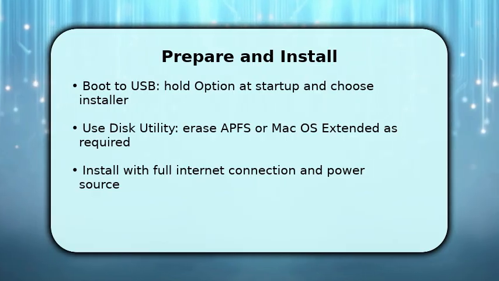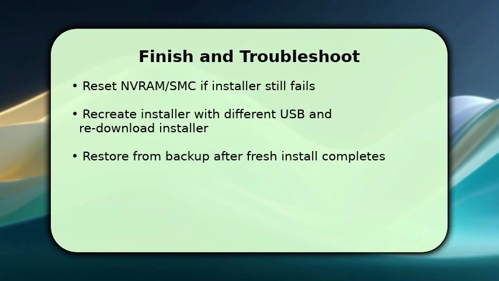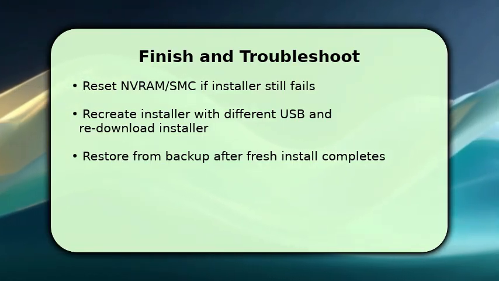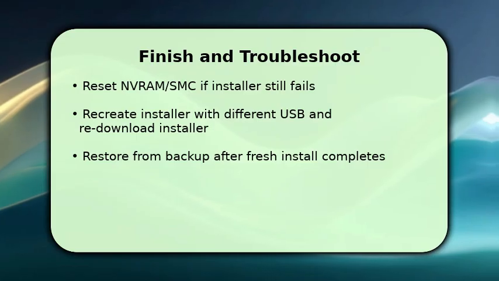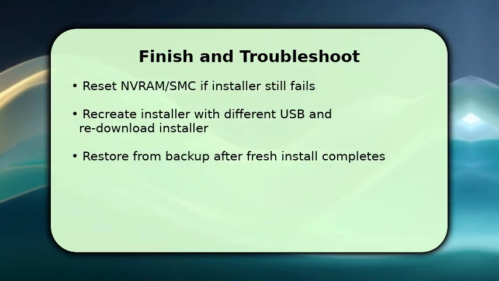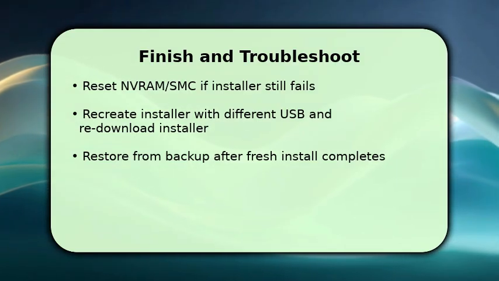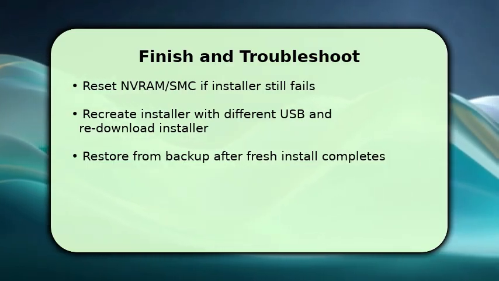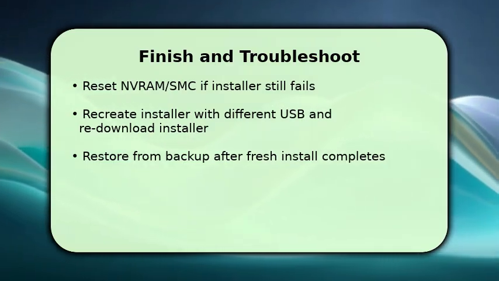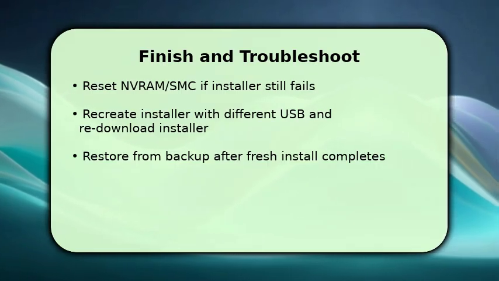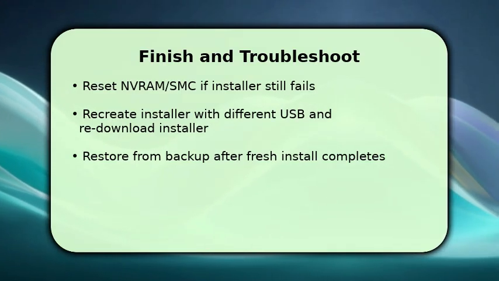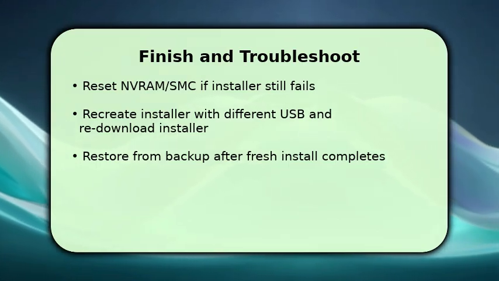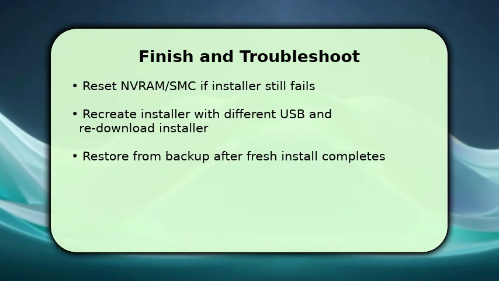You finish by letting the installer complete and then set up your Mac or restore data from the backup you made earlier. If the error persists, reset NVRAM and SMC because lingering firmware flags can block installation. After resetting, retry the bootable installer. If that still fails, recreate the installer using a different USB and freshly downloaded installer to rule out corruption. One key troubleshooting tip: if a specific firmware update stalls, install incremental macOS versions sequentially before.